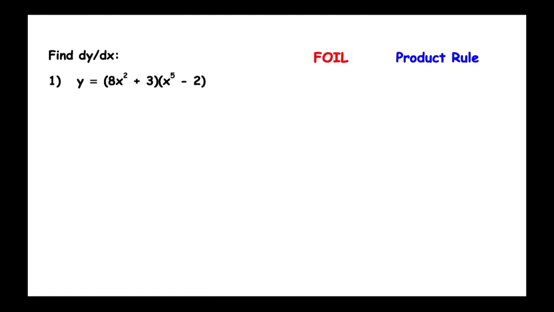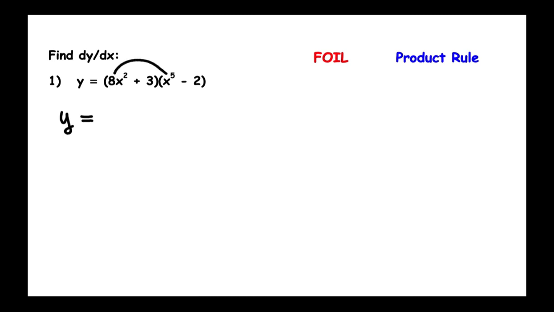Okay, here's my first example. Find the derivative, dy dx. I have 2 parentheses being multiplied together, so this is a candidate for the brand new product rule that we've learned. But before I do product rule, I want to do this problem actually twice. I'm going to start by foiling first, taking the derivative, and then I'll go back and redo the problem using the product rule and hopefully get the same answer both times. All right, so here's the FOIL method first.